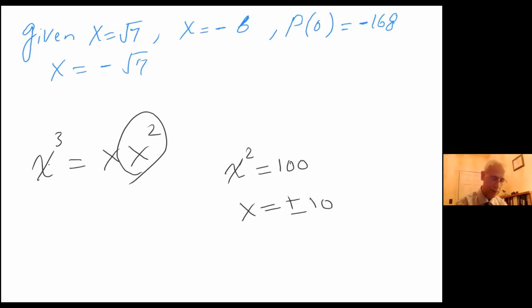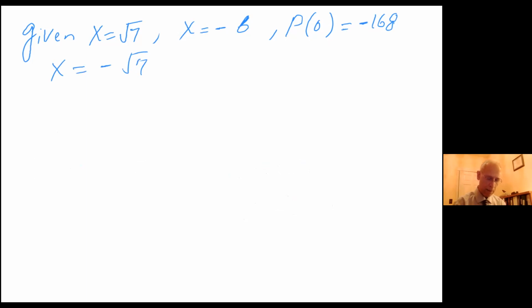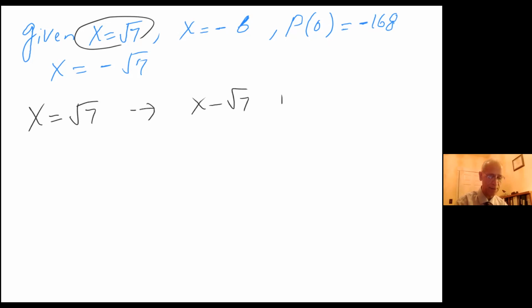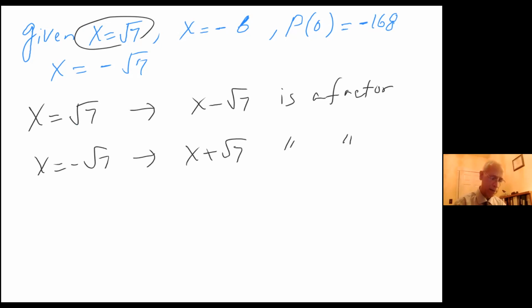So let me clean this up. So here, the factor that I can get out of x equal square root of 7, so x equal root 7 tells me that x minus root 7 is a factor. X equal negative root 7 tells me that x plus root 7 is a factor. And x equals -6 tells me that x plus 6 is a factor. So I'm going to use these three factors and put them in standard form.